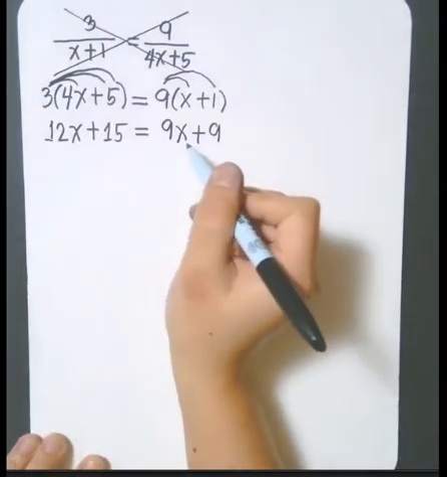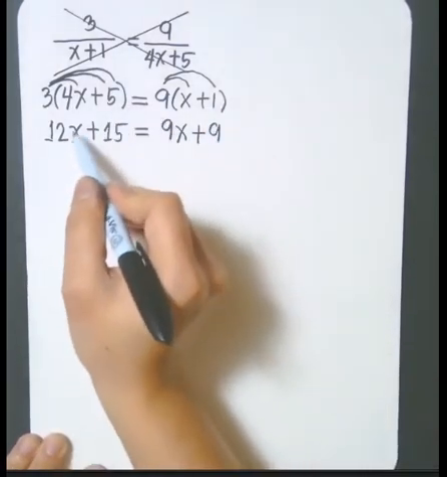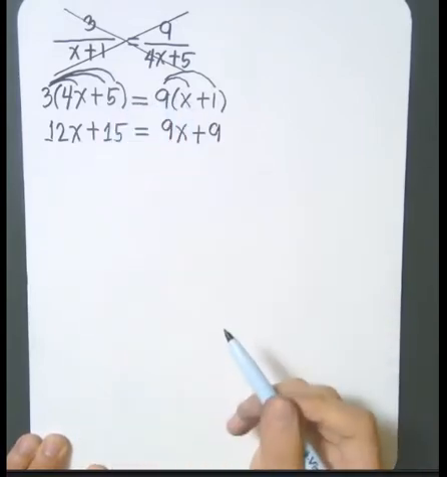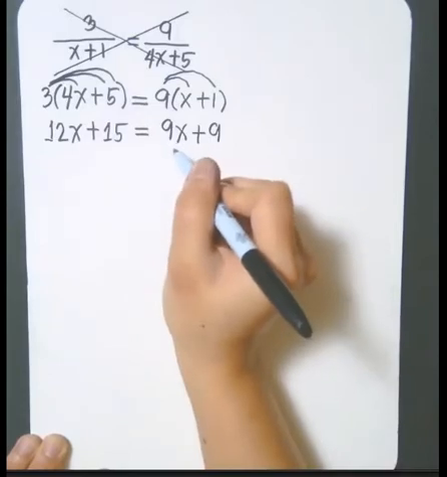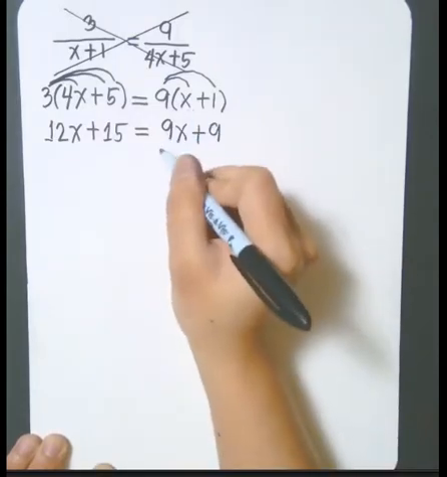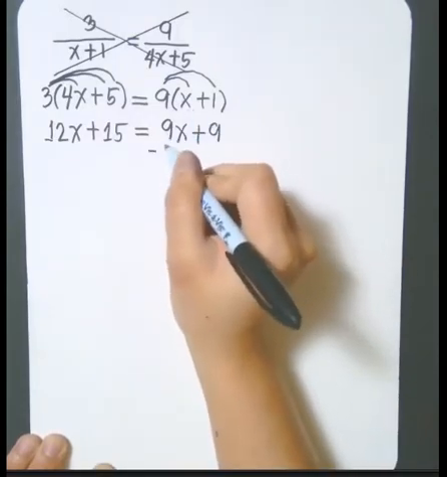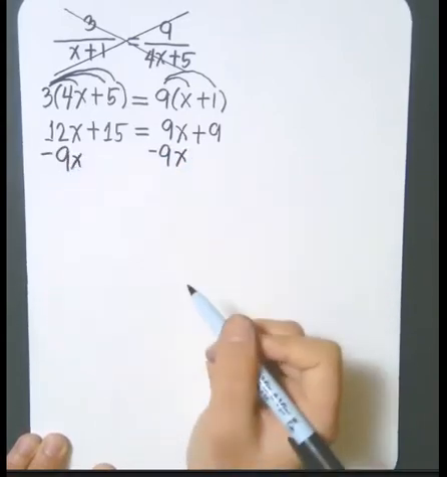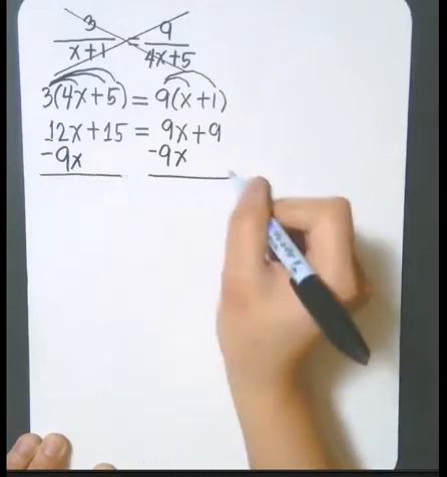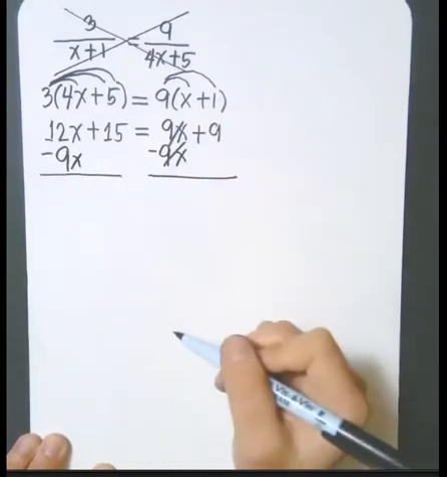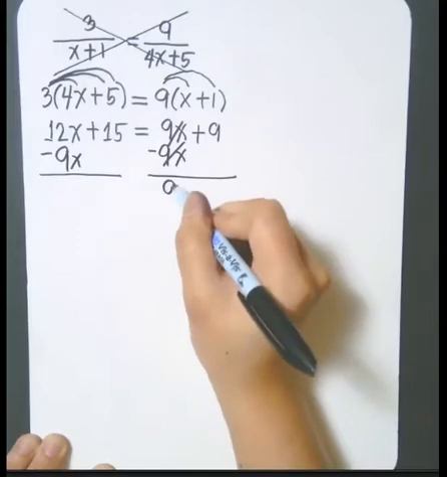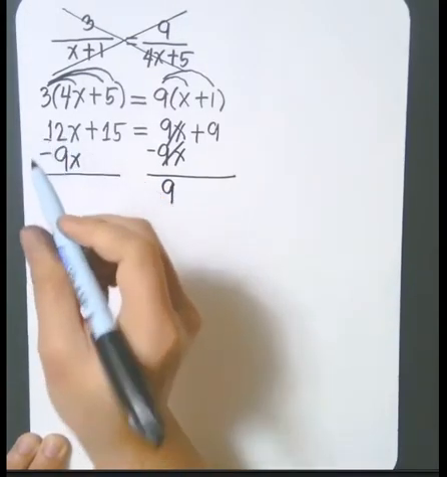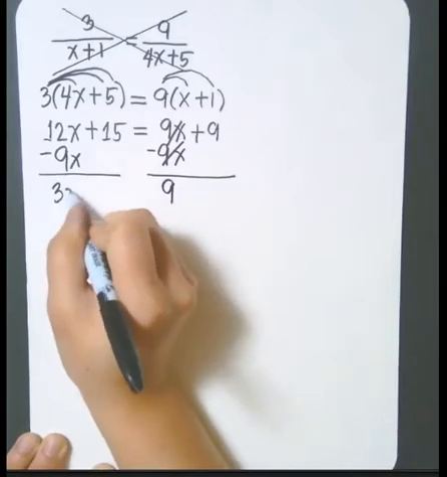In our equation, we need to move all the variables to one side and all the constants to the other side of our equation. We need to combine our variables. In order to do that, we need to subtract 9x from both sides of the equation. 9x minus 9x is 0. Then we write 9 here. 12x minus 9x is equal to 3x.